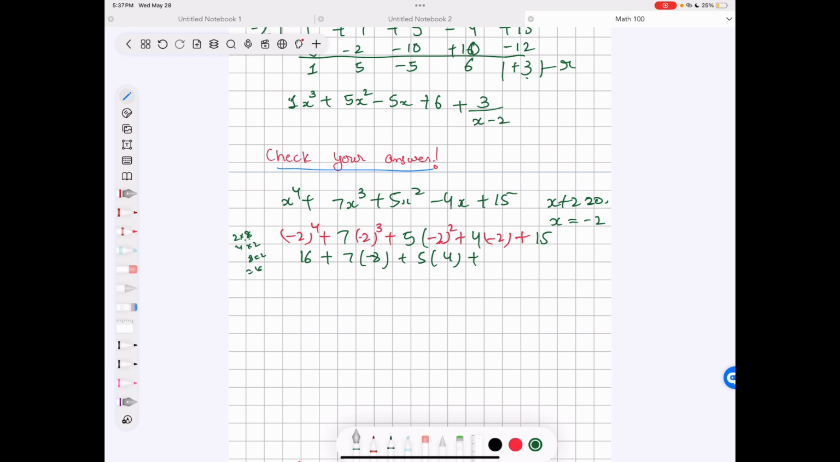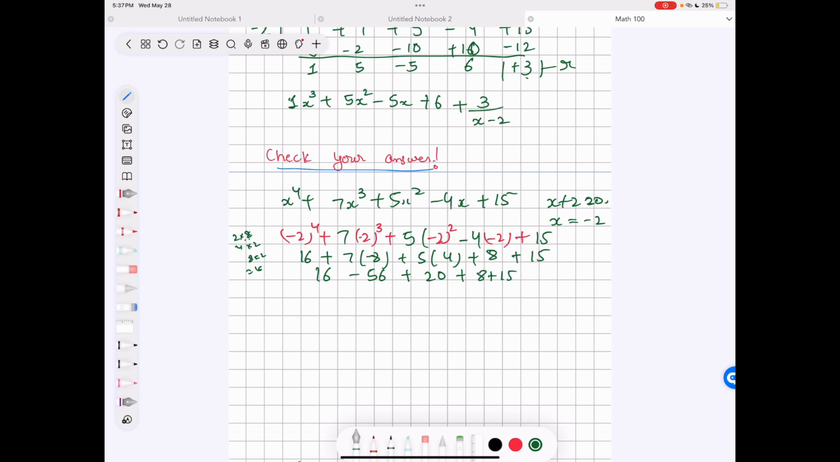Oh, this is a minus here. So this is going to be minus plus, we would get 8, and then we would get 15. So now we're going to simplify this even more. It's going to be 16 minus 56, plus 20, plus 8, plus 15.